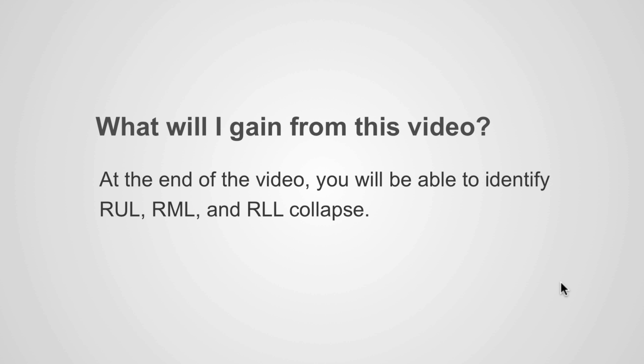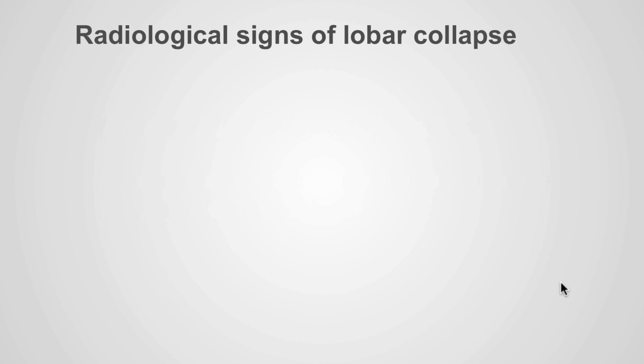What will I gain from this video? At the end of the video, you'll be able to identify right upper lobe, right middle lobe, and right lower lobe collapse. The radiological signs of lobar collapse are direct, and that is the shift of the fissures.